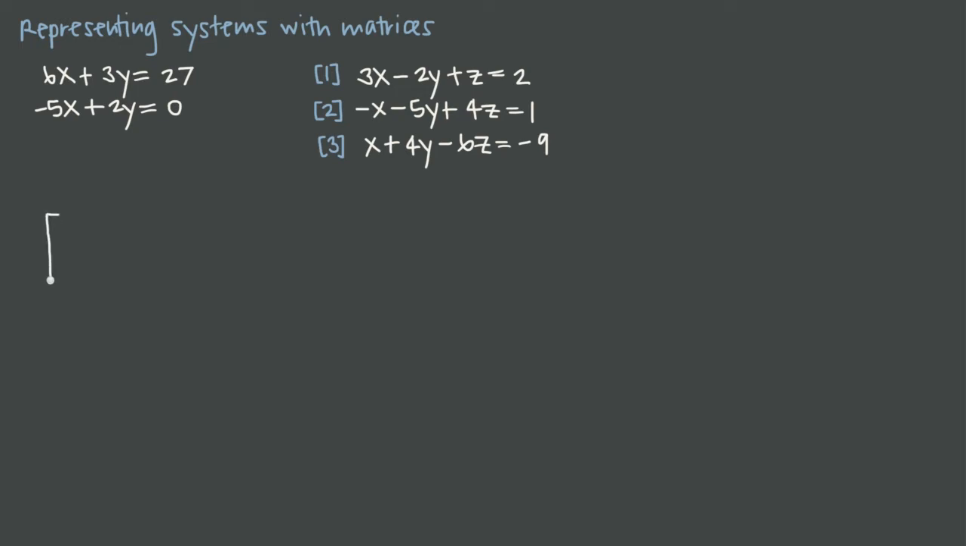We would have a 2 by 2 matrix. We would take the coefficients from the first equation, 6 and 3, and we would line those up in the first row. So 6 and 3. And then we would take the coefficients from the second equation, negative 5 and 2, and we would line those up in the second row. And like I said before, all we have to do is be careful that the coefficient on x, negative 5, gets lined up under the coefficient on x from the first equation, 6. So the negative 5 needs to go here, and the 2 needs to go here.